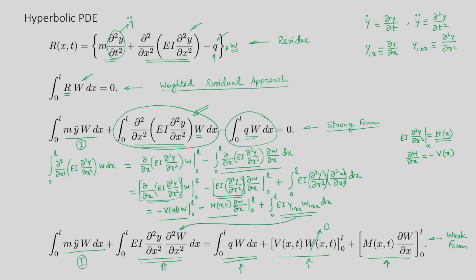Similarly, in the simply supported case, we said that at both the pinned ends there is no bending moment acting, so in that case it is 0, both at x equal to 0 and x equal to L. So both the boundary terms actually vanish in this case, and we are left with only these 3 terms in the weak form.